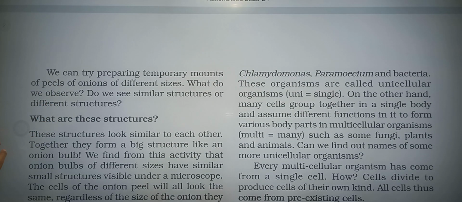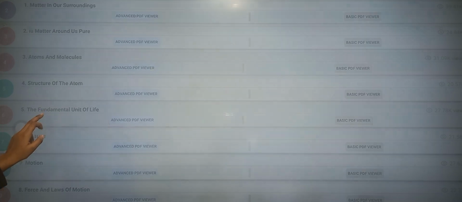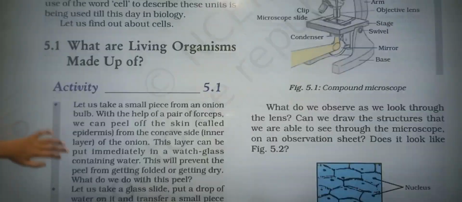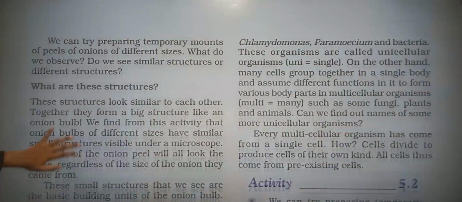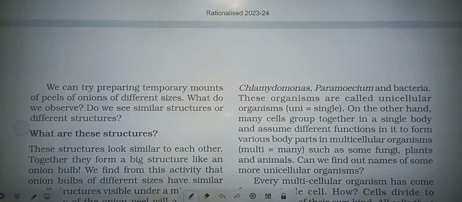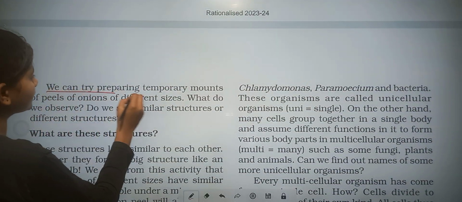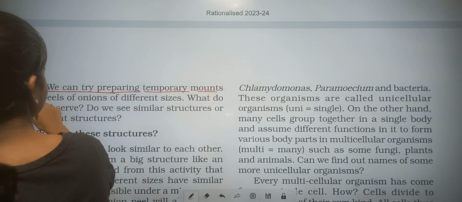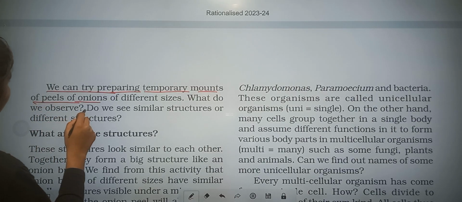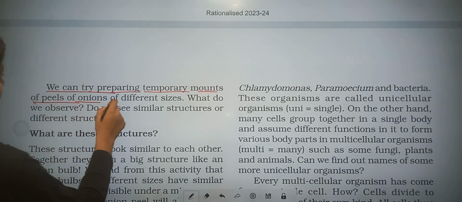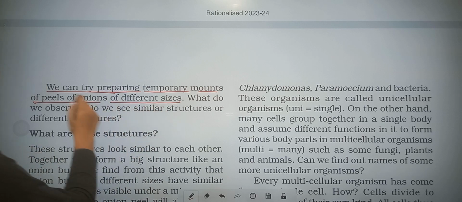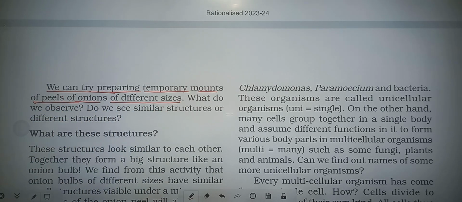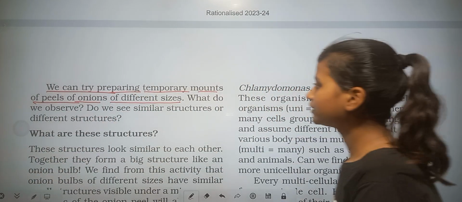We can try preparing a temporary mount of the peels of onions of different size.